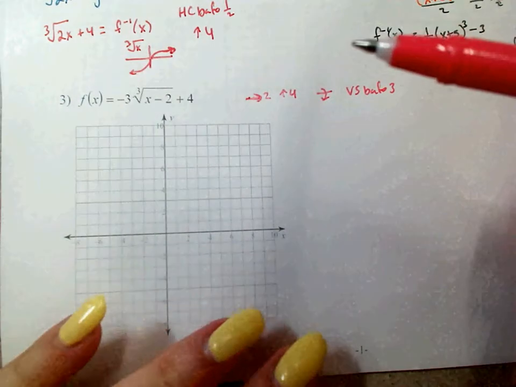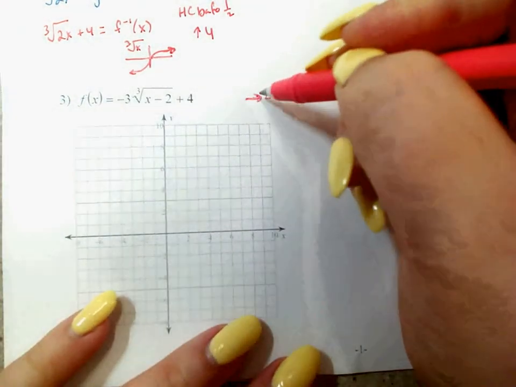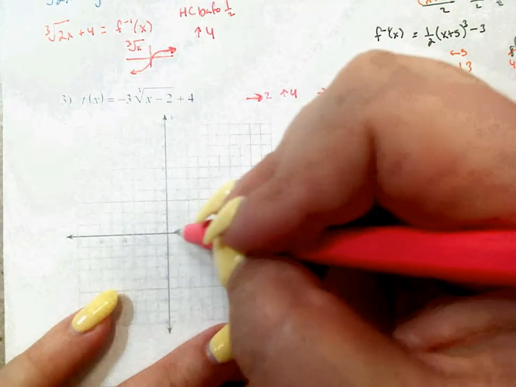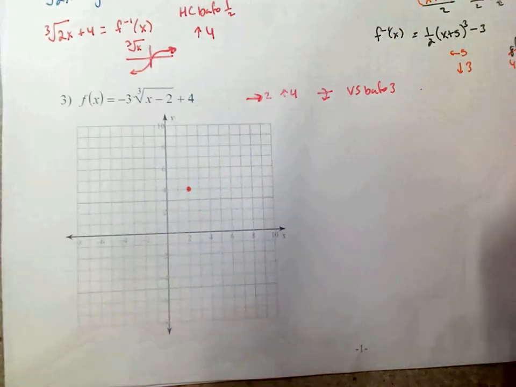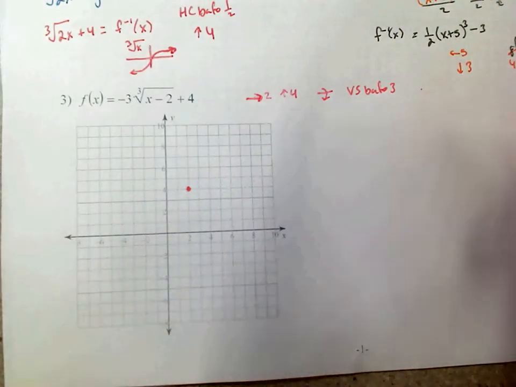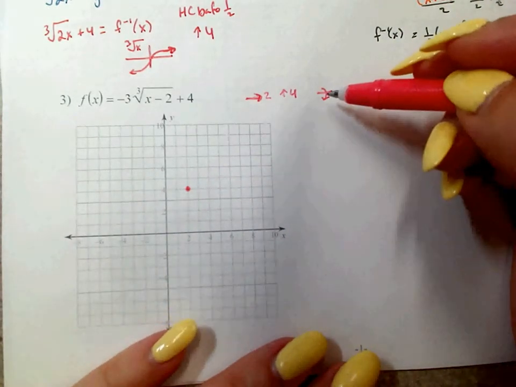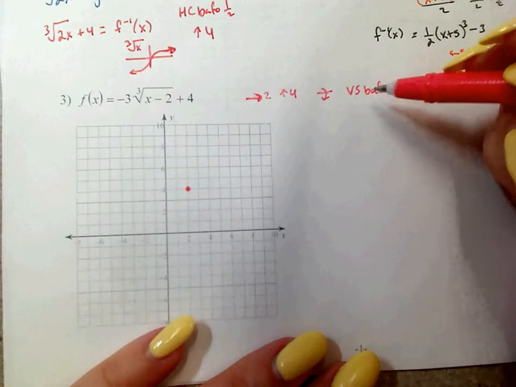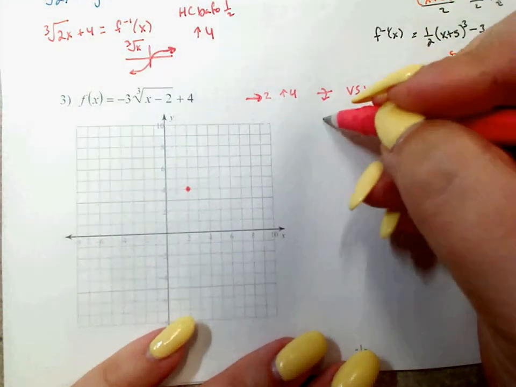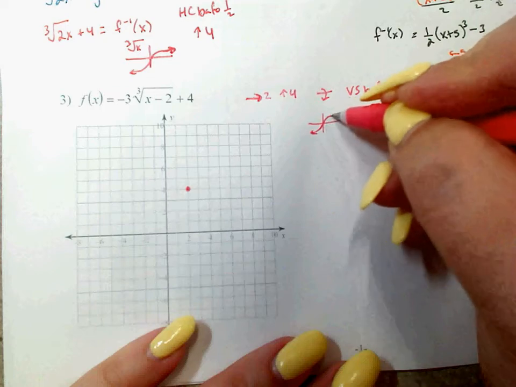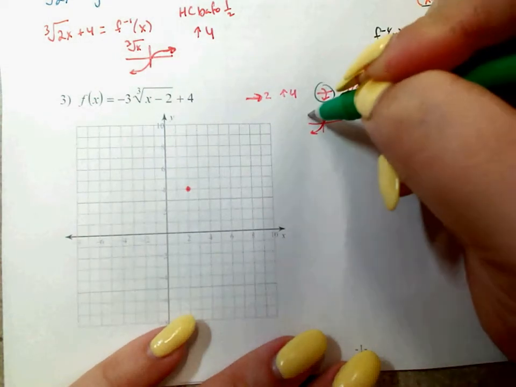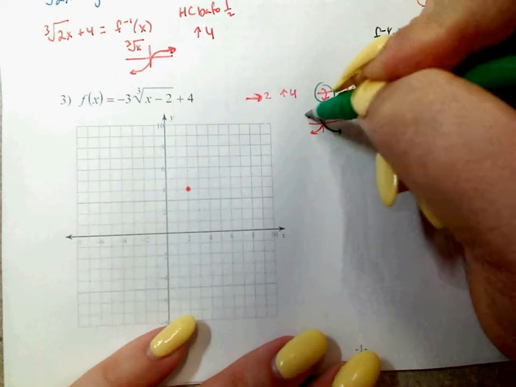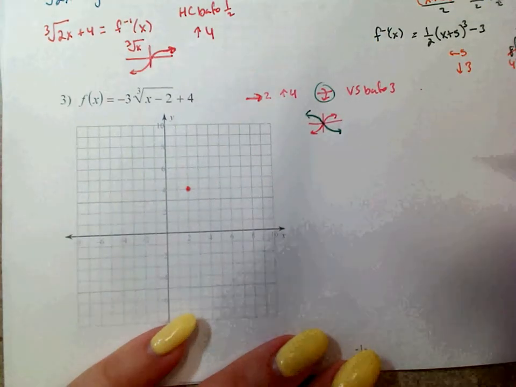Okay, so I'm going to go right 2 and up 4, right 2 up 4, and no matter what, that's always going to be my starting point. Your shifts tell you what your starting point is. This tells me the direction, and this tells me the shape of it. So flipping over the x means instead of the cube root function looking like this, it's going to flip and look like that. Okay, so I know that my pattern is now to the right and down.